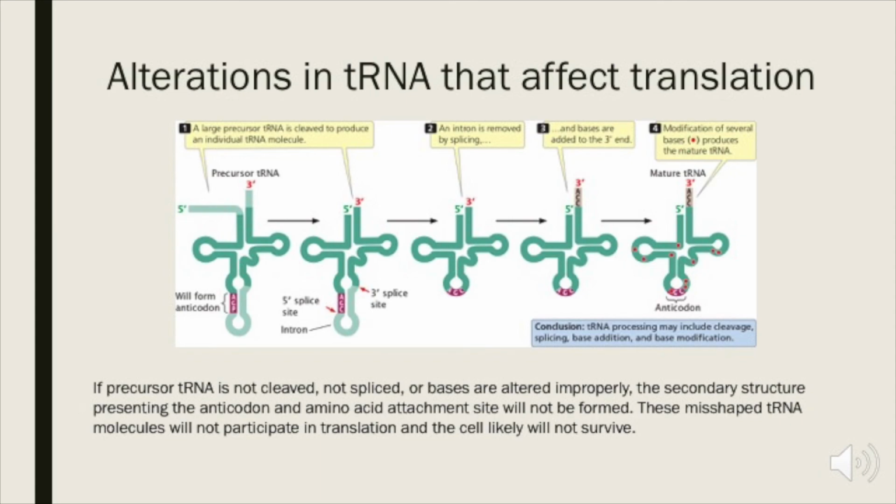If the tRNA is non-functional, it cannot add amino acids to the protein chain based on the mRNA sequence, and translation as a whole would not occur. This would render DNA useless, and the cell likely would not survive because it cannot create proteins vital to survival.